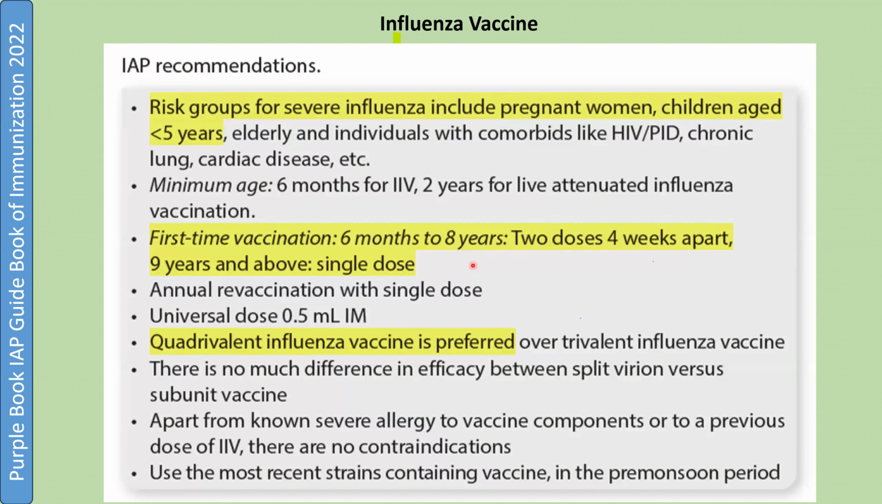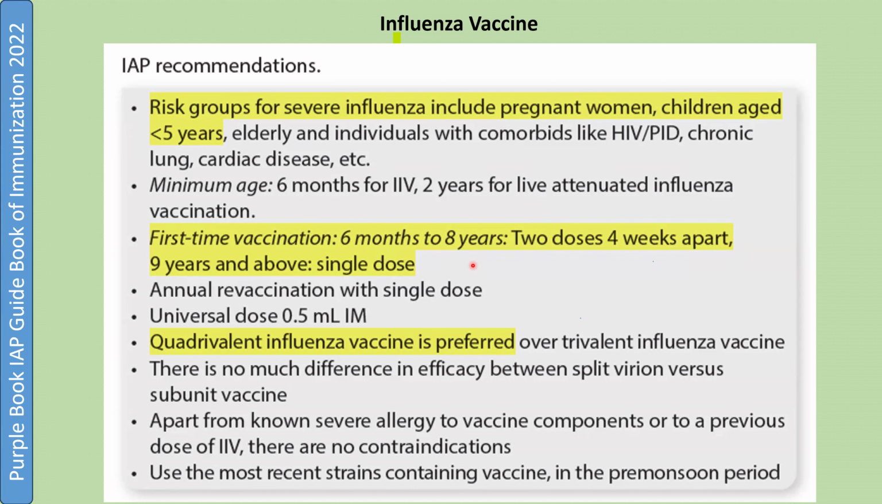Read the IAP recommendation. Risk groups for severe influenza include pregnant women, children aged less than 5 years, elderly, and individuals with comorbidities like HIV, PID, chronic lung, cardiac disease, etc. Minimum age 6 months for inactivated influenza vaccine.